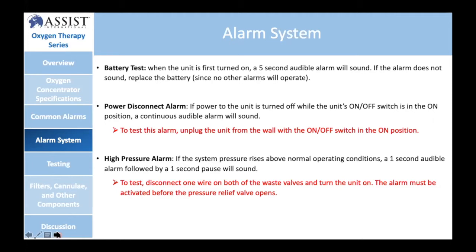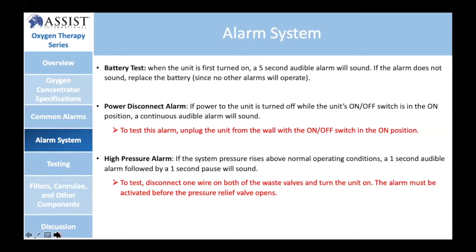There's a power disconnect alarm. If the power to the unit is turned off while the unit is in an on position, a continuous alarm will sound. This is a good way to test and see if the alarm is working on your system. So while it's turned on, you just unplug the power cord, there should be a continuous audible alarm. And if you don't hear that, change the battery.